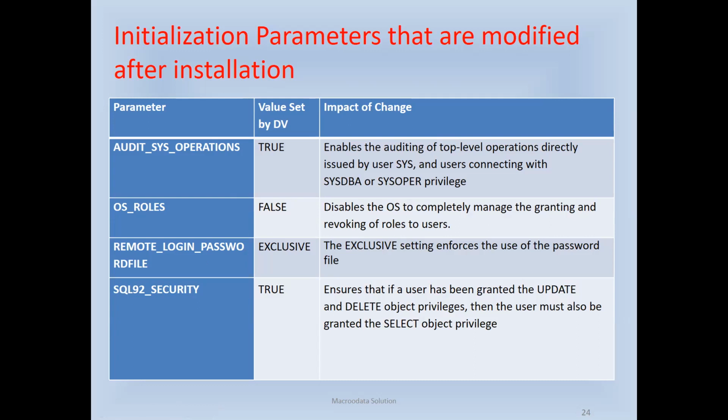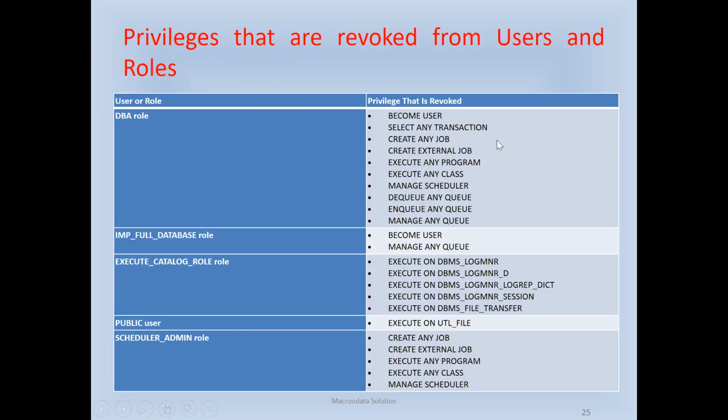Remote login password file is anyways exclusive. Okay, so it is across different versions. If you have changed it, then it will become exclusive, but it is by default exclusive anyways if you have not changed it. Okay, now the SQL92 security would be enabled as well. So all these parameters will be changed once Database Vault is enabled.